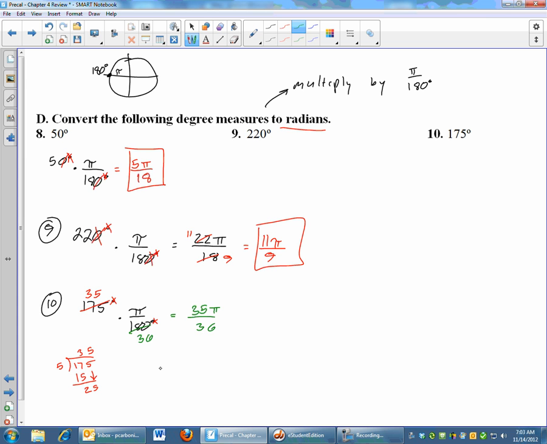Let me double check that since I messed up. 5 into 180, that's 3, 15, 18 minus 15 is 3, bring down the 0, 5 goes into 30 6 times. So yeah, that's right. So we get an answer of 35 pi over 36. Good. Be careful with your work. And also, I could have used a calculator on these. I didn't notice that these were calculator active problems.